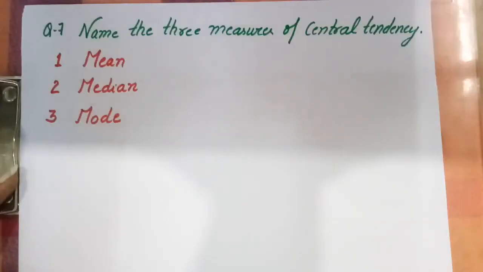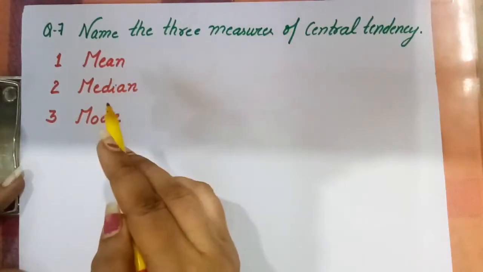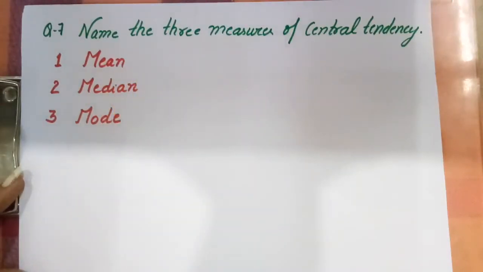Now we'll start question number 7. Name the 3 measures of central tendency. These are mean, median, and mode. These are also called the measures of central tendency.